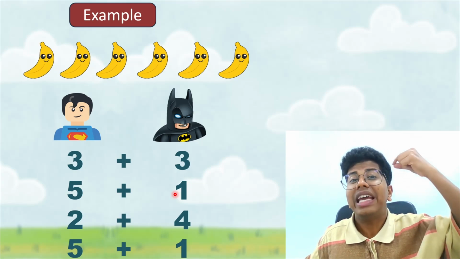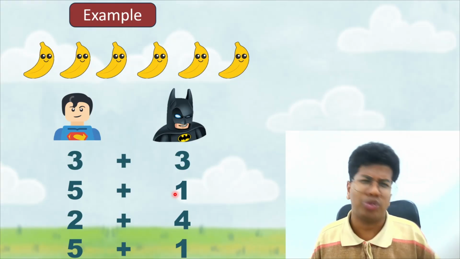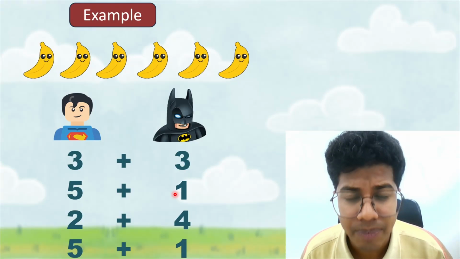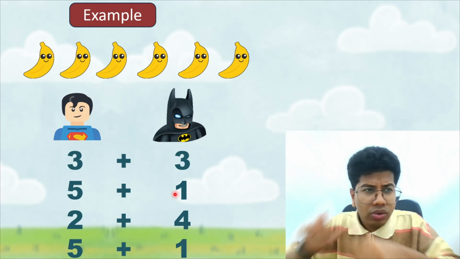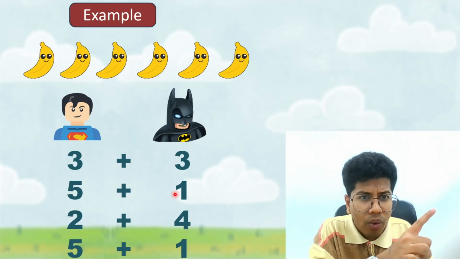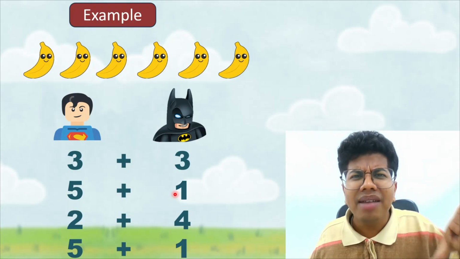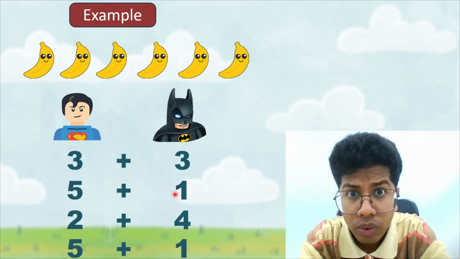Let's take an example. Say in a class full of students, some students are running here and there. I want to take the attendance. Now, if I just count 1, 2, 3, 4, oh, but there are some students running here and there. I can miscount, or I can double count some students. So what should I do?